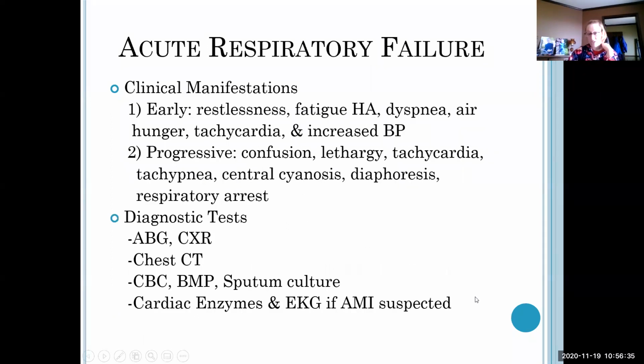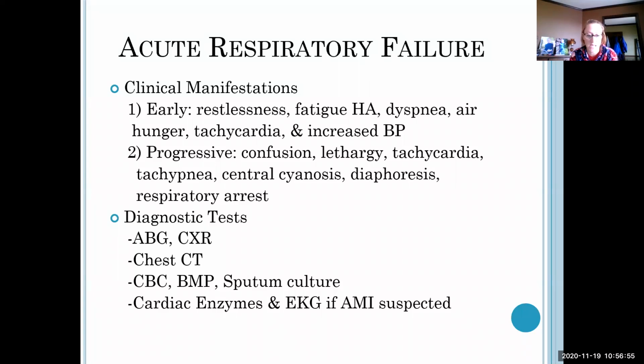Early manifestations: restlessness is often a common early sign, fatigue, headache, dyspnea, air hunger, tachycardia, increased blood pressure. And then as it progresses, confusion, lethargy, tachycardia, tachypnea, central cyanosis, diaphoresis, and eventually respiratory arrest.